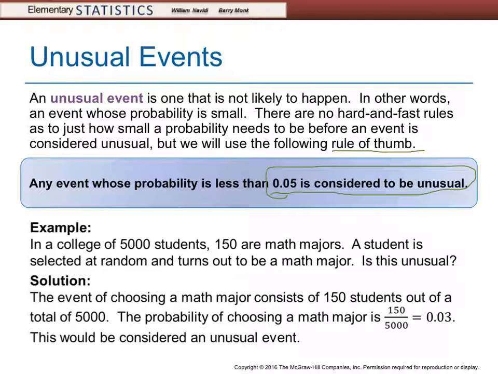Example: in a college of 5,000 students, 150 are math majors. A student is selected at random and it turns out to be a math major. Is this unusual? The solution: the event of choosing a math major consists of 150 students out of a total of 5,000. The probability of choosing a math major is just 150 over 5,000, which is 0.03. This would be considered an unusual event.